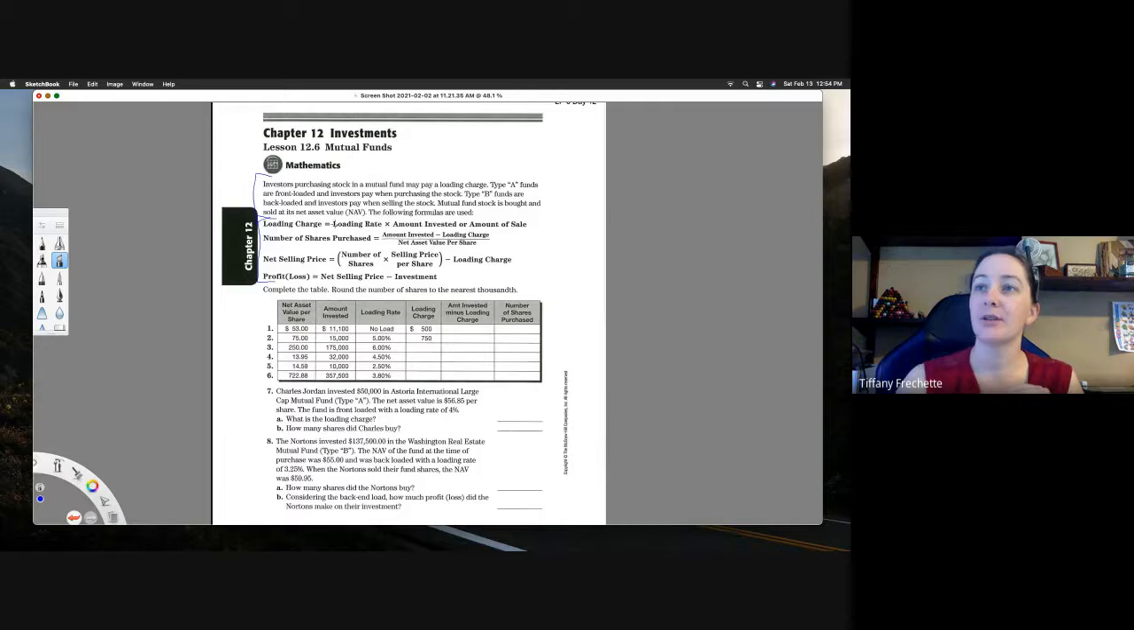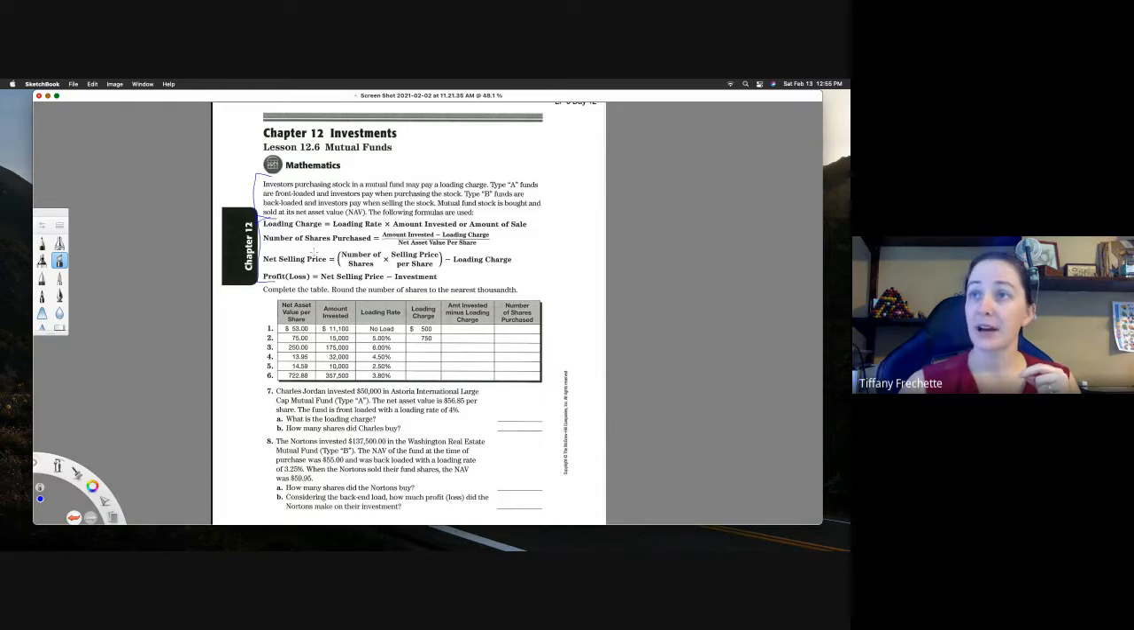All right, so to calculate a loading charge, you multiply the loading rate by the number of stocks invested or amount of the sale. It kind of depends on which one it's telling you to do. And then number of shares purchased equals the amount invested minus the loading charge divided by the net asset value per share. Again, they're throwing some more words at you. You definitely need to be reading the chapter to understand exactly what all of these mean. Even just jumping into this video, you need some background information first.